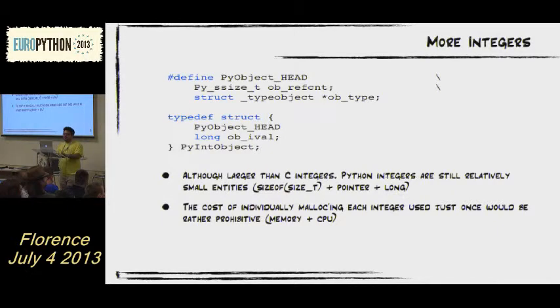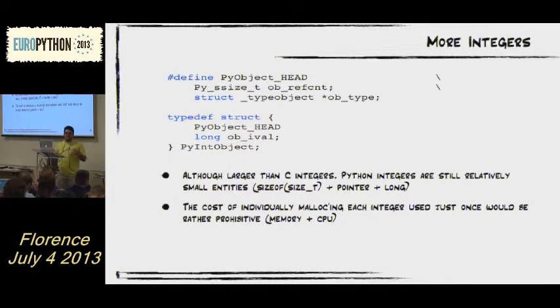And the cost of individually mallocing each integer would be too much, both from the CPU point of view and from a memory usage point of view. You know that malloc, to work, needs to keep basically lists of free blocks, so there is some infrastructure that works badly with very small objects. Okay, it's rather efficient if you malloc large chunks of data, but it's not if you just allocate small numbers.